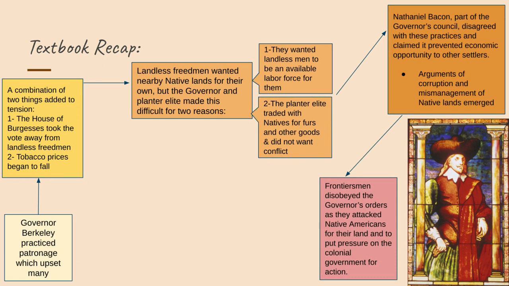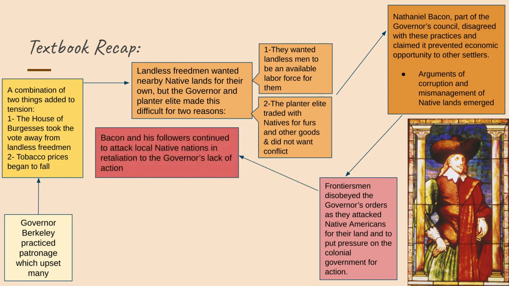So, as a result of some of these growing opinions that are coming up at that point in time, some frontiersmen disobey the governor's orders, asking them not to proceed in taking native lands, and they actually attack local Native Americans, killing them and trying to put pressure on the colonial government for further action. And Bacon really latches onto this and becomes the leader of this movement.